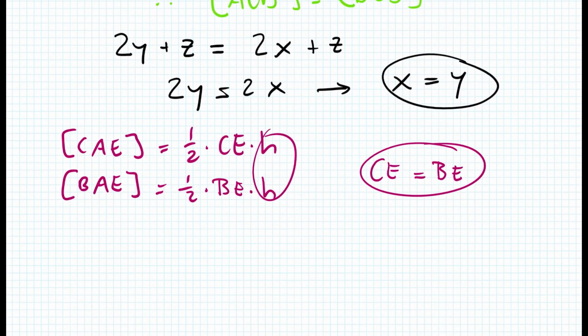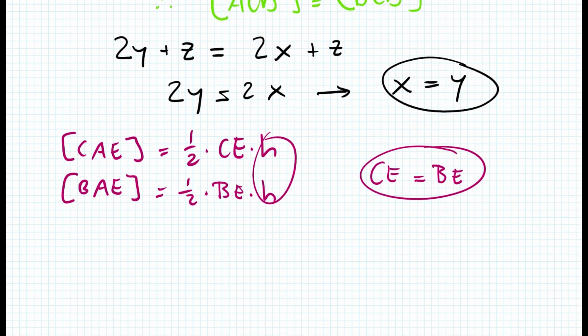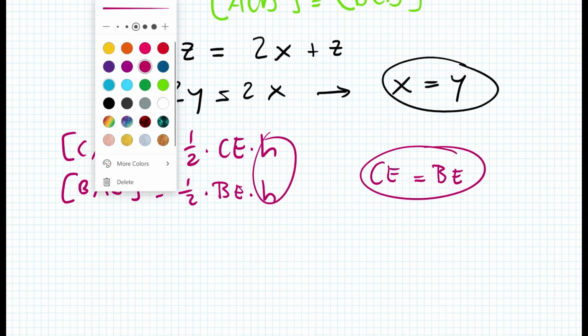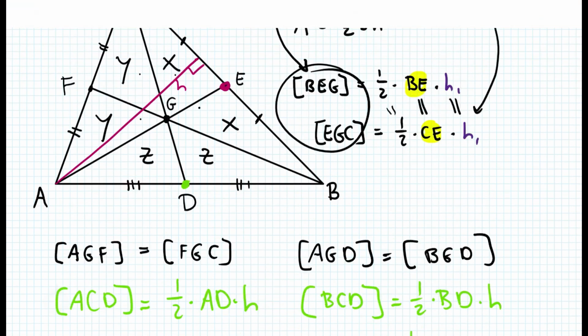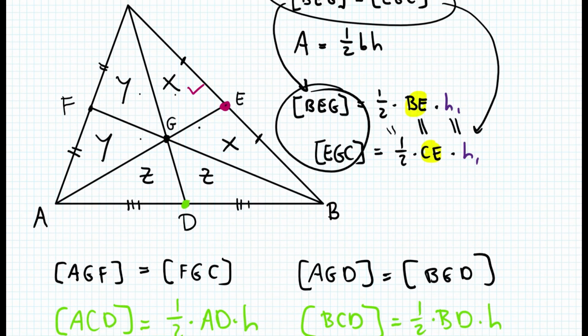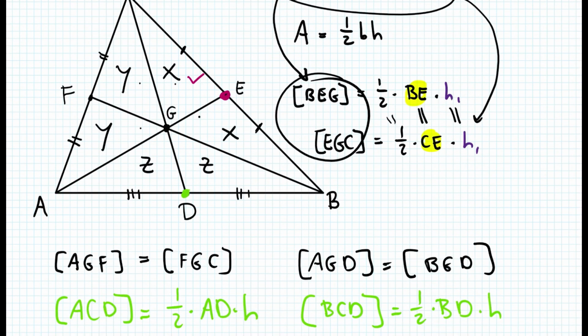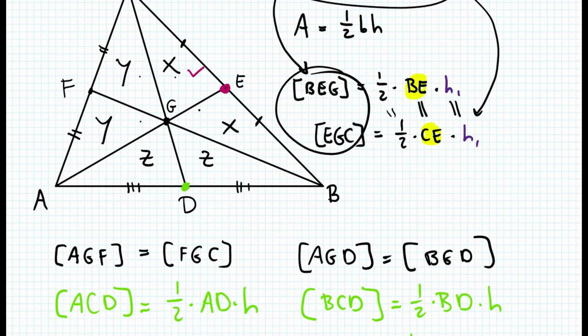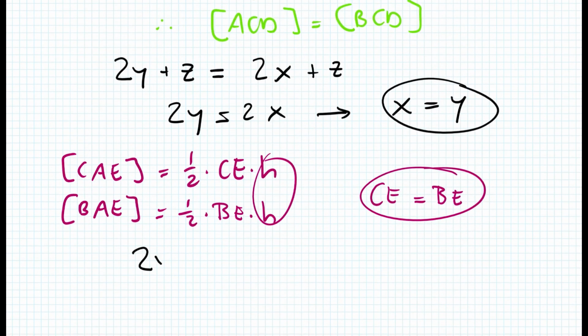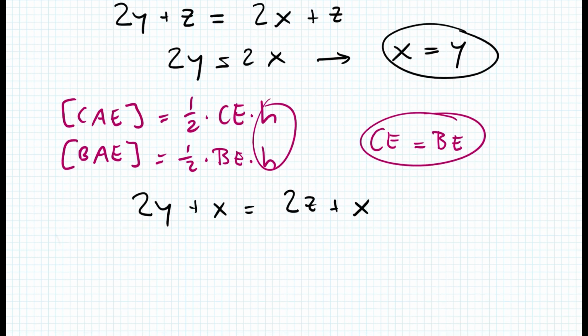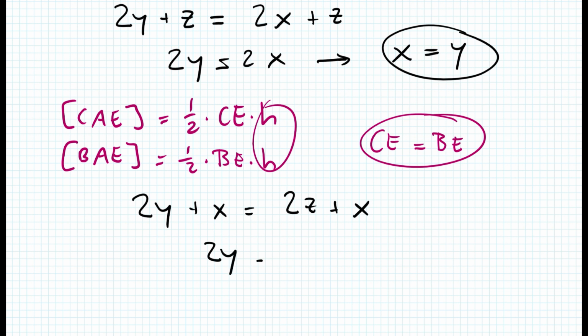So since we know that, now we can come up with the other equation in terms of x and y. So let me change color. So here we know that now, let me erase that. We know that 2y plus x is equal to 2z plus x. So let's write this in. 2y plus x is equal to 2z plus x. Again, we subtract x on both sides. We end up with 2y is equal to 2z.